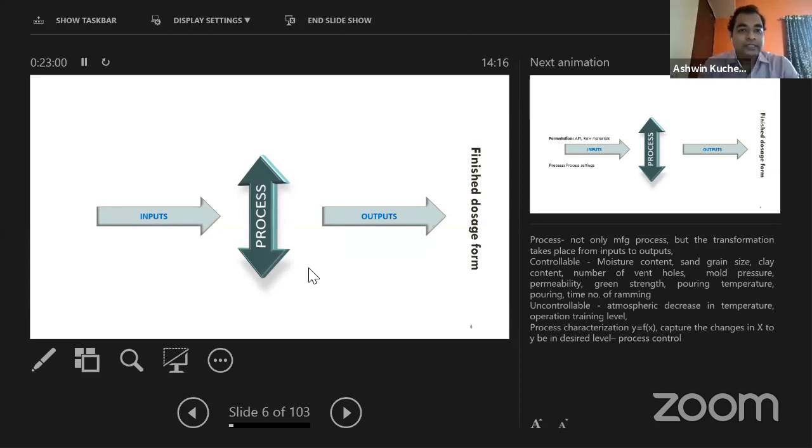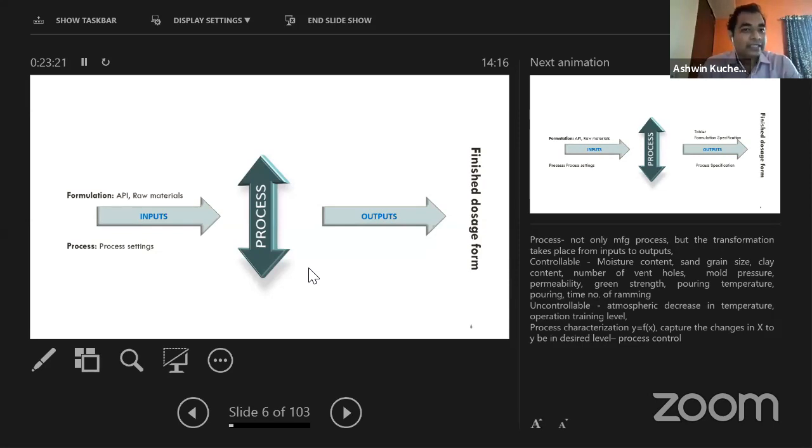So when I know the input variables and the process variables, I can define my target, that is my outputs. In QbD, there is a term called QTPP, Quality Target Product Profile. Now let's learn what the different inputs are. The inputs will be my API and my raw materials.